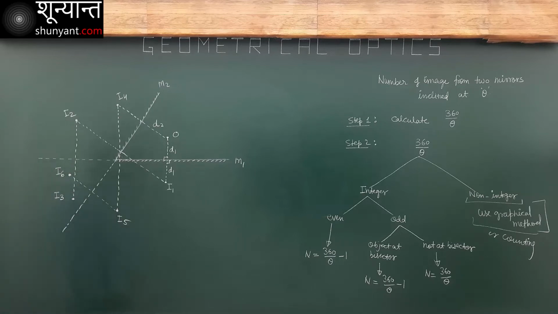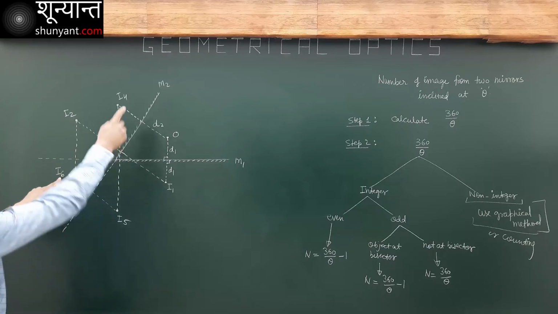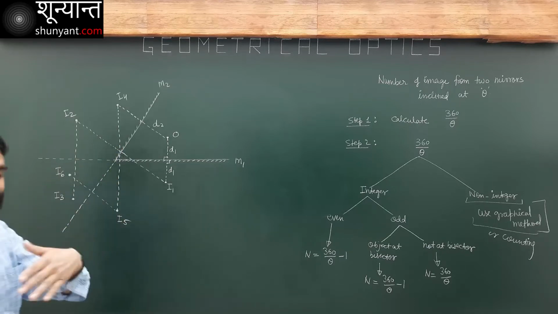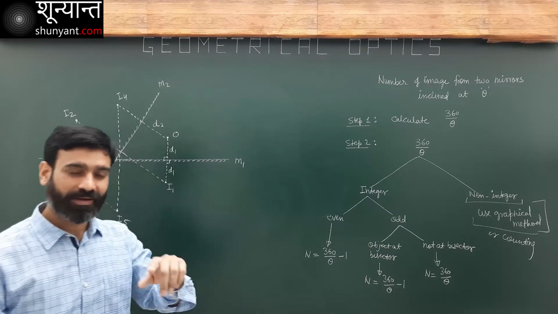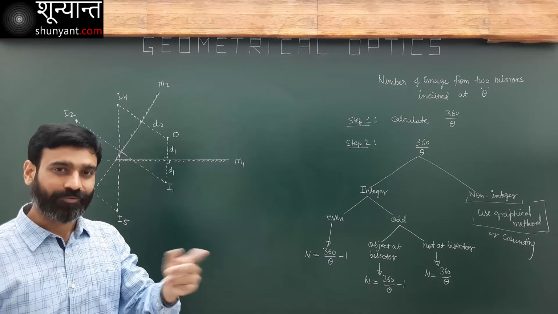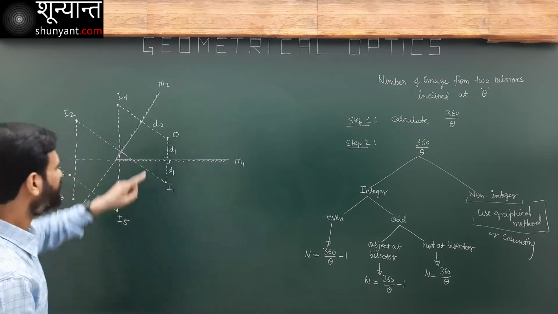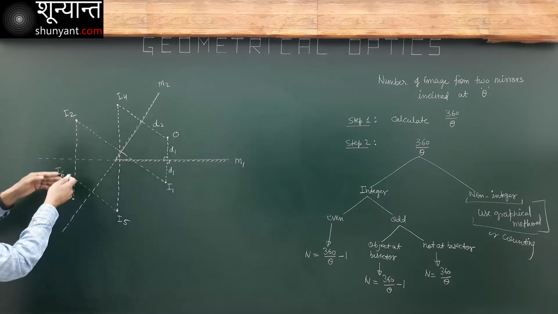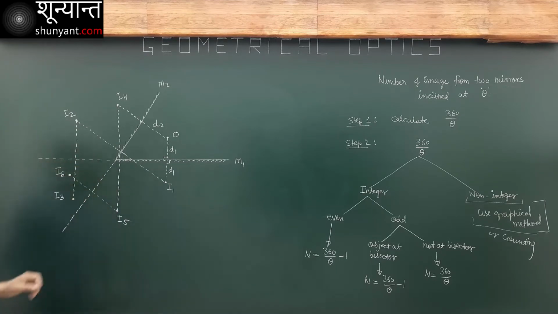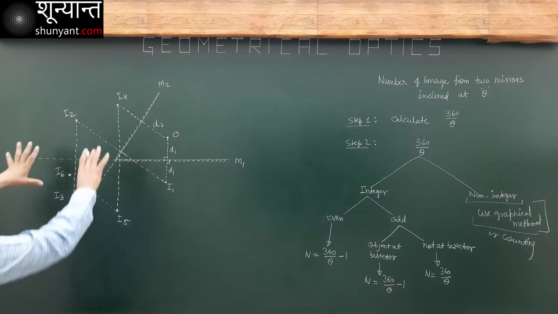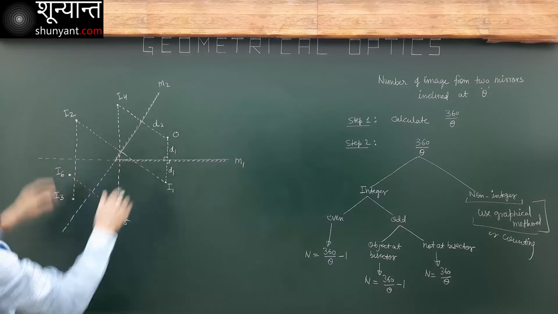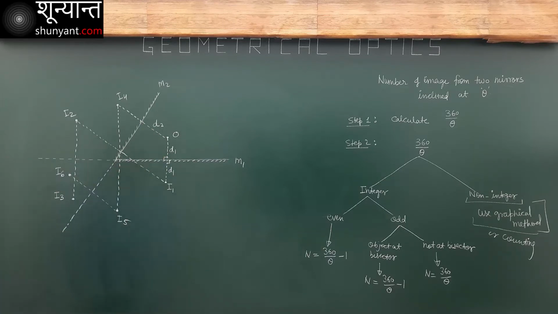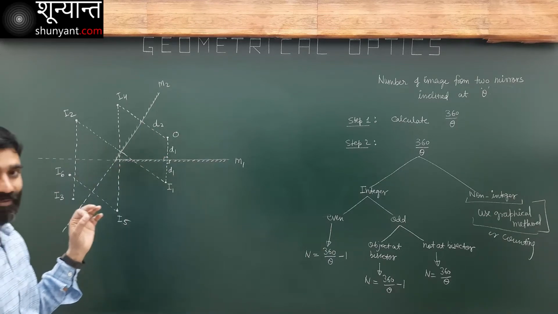How many images? Now the next turn is of M1. This image is from M2. The light gets successively reflected, alternating between M1 and M2. The next turn is M1, but now this is behind M1. That's it. There is no further image. So I am going to get 6 images in total.